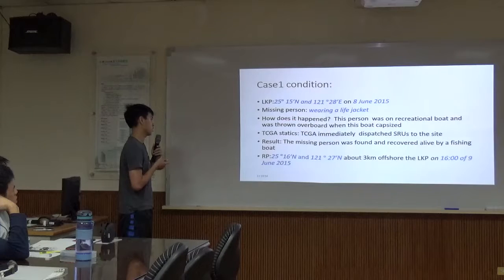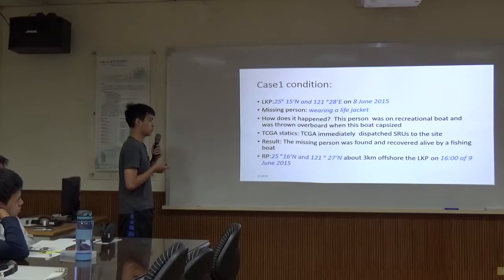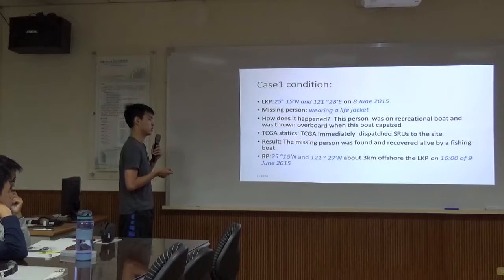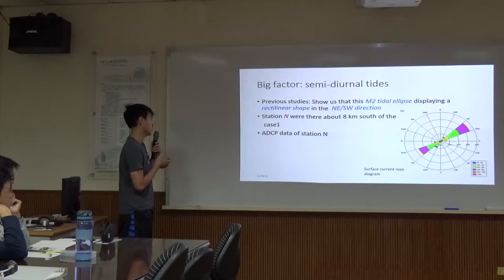So how did it happen? The person was on a recreational boat and was thrown overboard when his boat capsized. And the TCGA status: TCGA is like an organization, and it will save people. And we saw the missing person was found and recovered alive by a fishing boat. And the recovery place is this place, about 3 km offshore, in deep water.